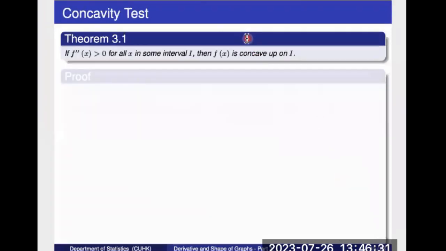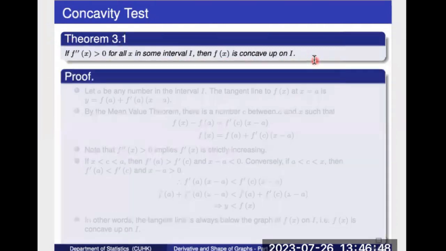Luckily, we can use the second derivative to easily check concavity. The second derivative tells us how fast the slope of the function is changing. Here are the key theorems. Theorem 3.1 states that if the second derivative of a function is greater than 0 for all x in some interval I, then the function is concave up on I.